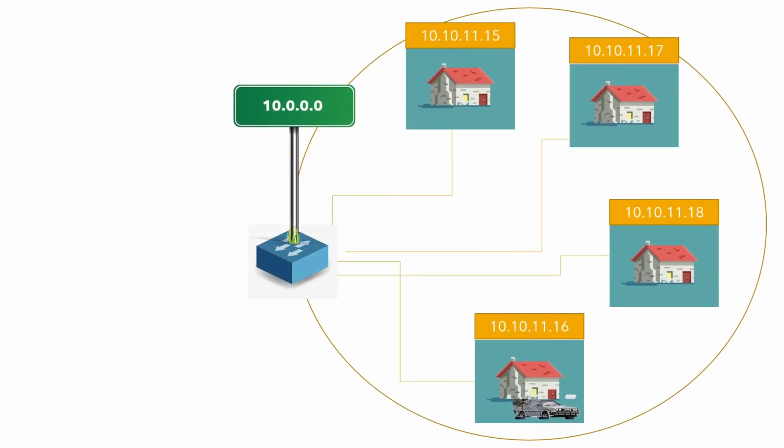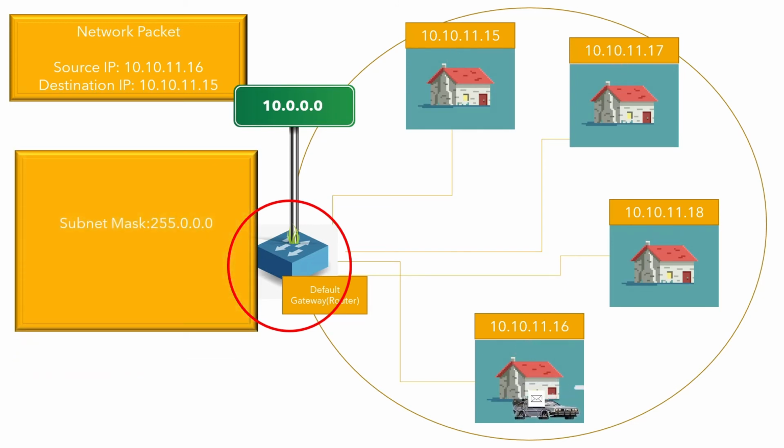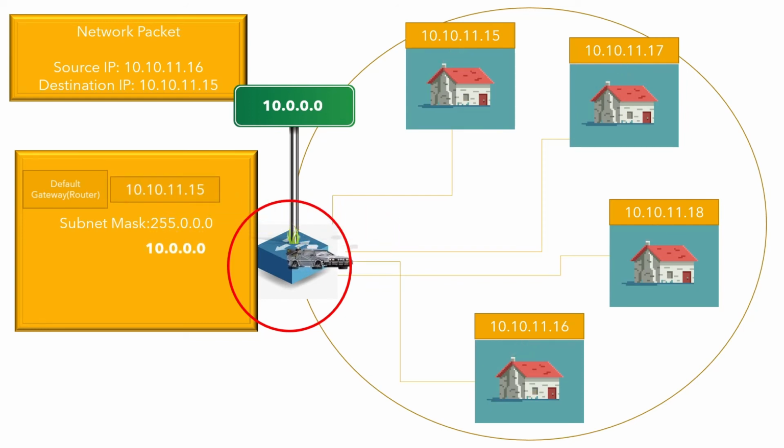Let's see how a message is delivered on a LAN. When a device needs to send data to another device, it creates a network packet. The packet of data includes a source address and a destination address. It is sent to the default gateway for delivery of the network packet. The default gateway is another term for the router. As the data packet is forwarded to the gateway, the router uses the subnet mask to check to see if the network address matches the network that these host devices are connected to. This ensures that the packet makes it to the right destination.